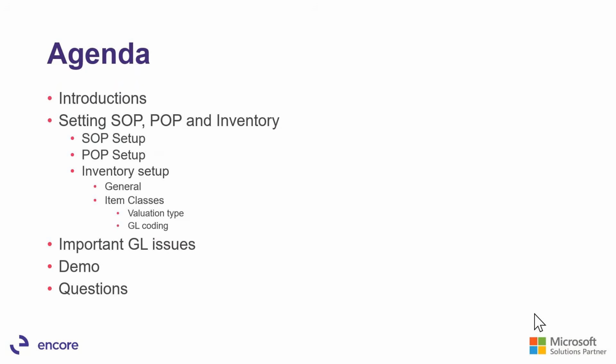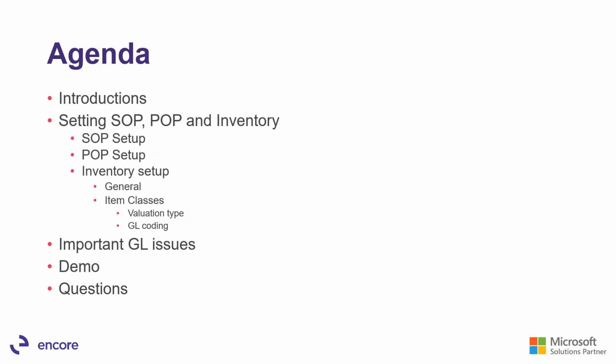So there's the SOP setup, which is how we set up sales order processing. There's POP setup, which is how you set up purchase order processing. And then we've got inventory setup as well. And the inventory setup becomes very important because of the way that certain aspects of inventory will affect the general ledger as we post the transactions through.